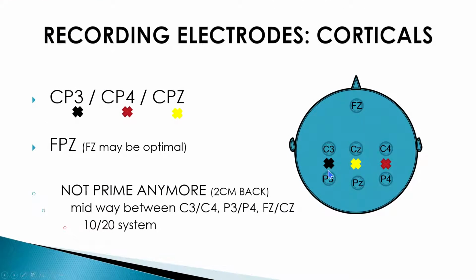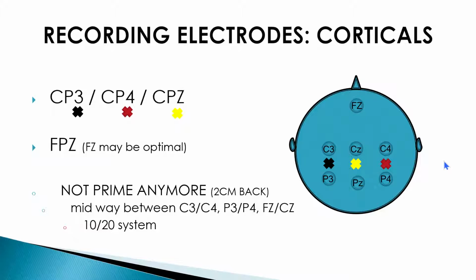Here's CP3, CPZ, and CP4. You also place FPZ, and some people say FZ because FPZ is on the forehead, and if they're using one of those BIS monitors, FPZ just gets in the way. Some people call it C3 prime, CZ prime, and C4 prime.